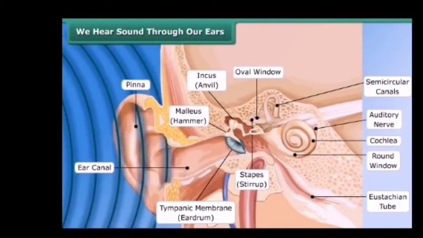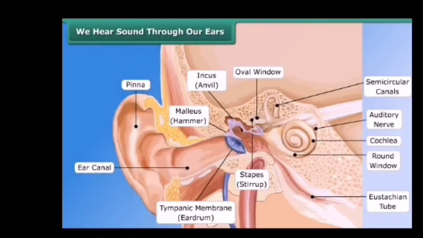Sound vibrations make the eardrum vibrate. The eardrum sends vibrations to the inner ear. From there, the signal goes to the brain. This is how we hear.